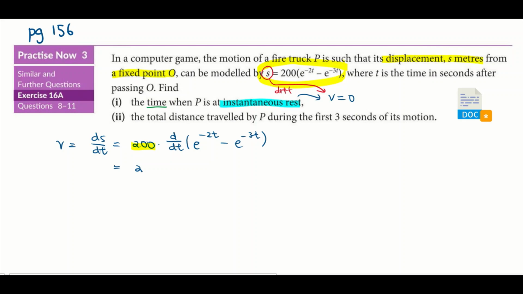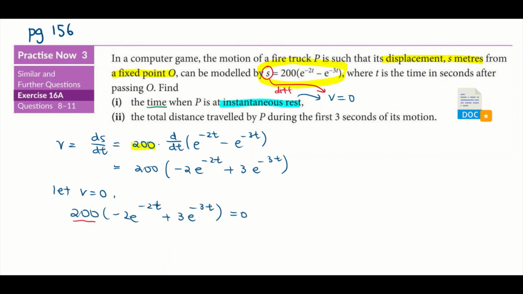By differentiation, we will get 200, and I'll differentiate e power negative 2t: bring down the power, which will be negative 2, and keep the function. So this is my velocity function. Let v equal 0 in order to find the time at instantaneous rest.